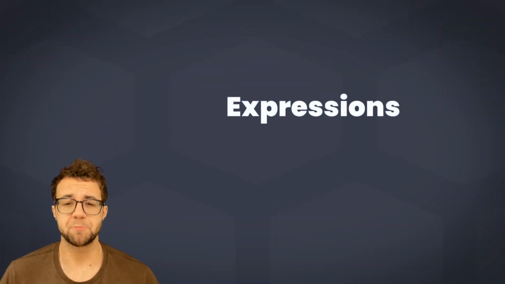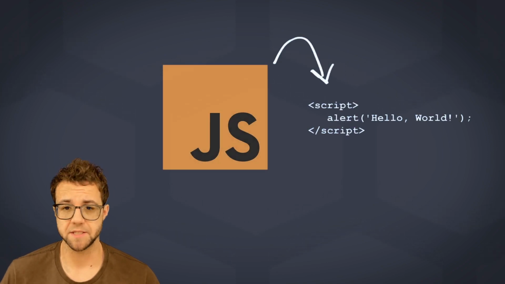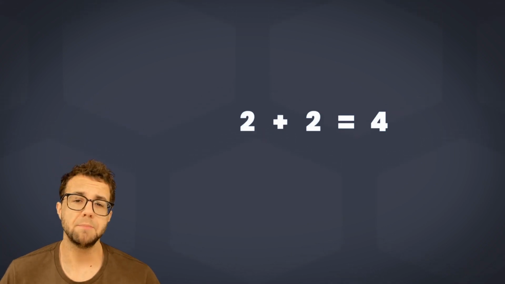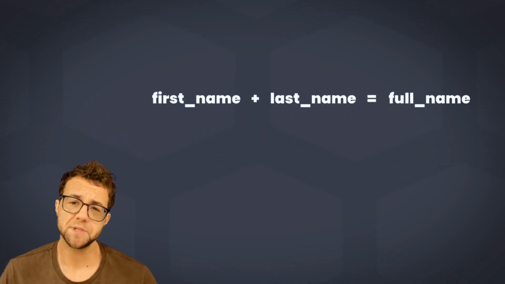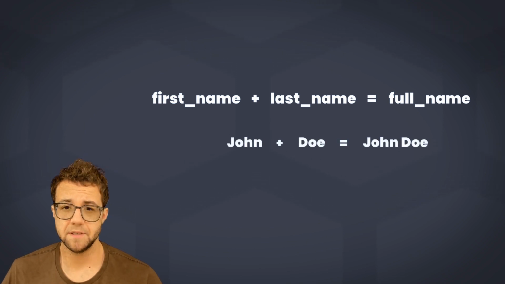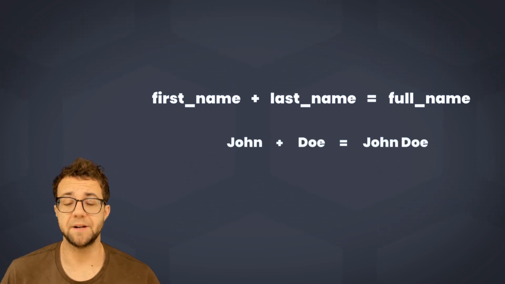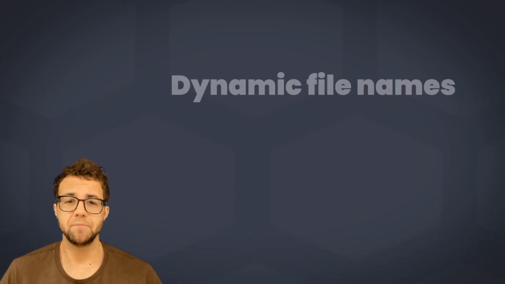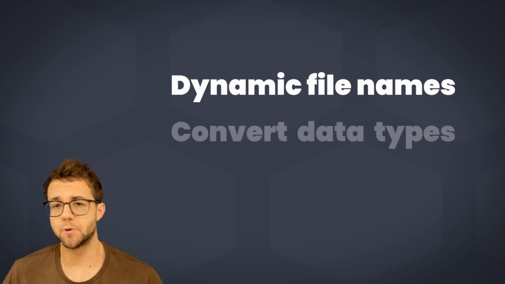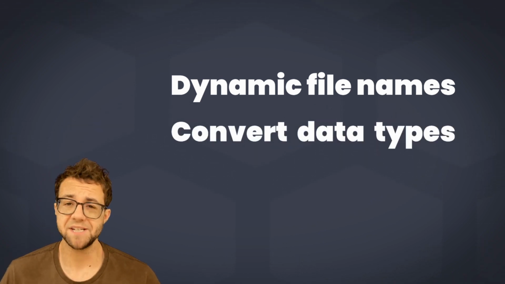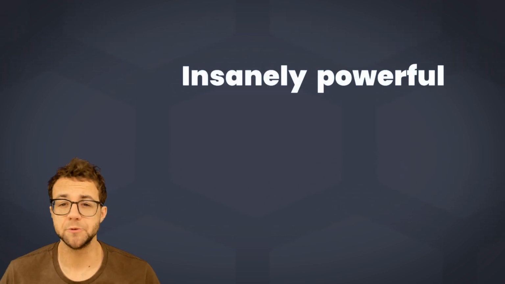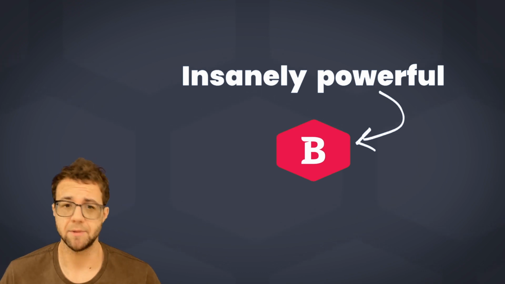Let me first explain what an expression is. An expression is at its core a piece of JavaScript code that can do a variety of things. It can do basic calculations like 2 plus 2 equals 4, or combine the input from a user, like a user's first name plus their last name is their full name. These are very basic functionalities. Expressions are way more powerful than just that. You can also dynamically create file names or convert types of data you're working with so that it matches the type you need. In other words, expressions are an insanely powerful tool to use while developing your application in BuddyBlocks.